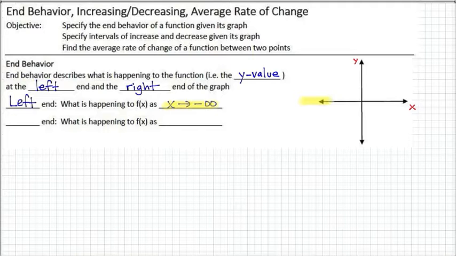So when I mean the left end of the graph, what I mean by that is what is happening as x moves more to the left, as x becomes more negative, as x goes to or approaches negative infinity. And that's what this symbol right here kind of means. X approaches negative infinity, or x goes to negative infinity. Now on the right hand side, in a similar way, what is happening to the function, what is happening to y as x goes to positive infinity?